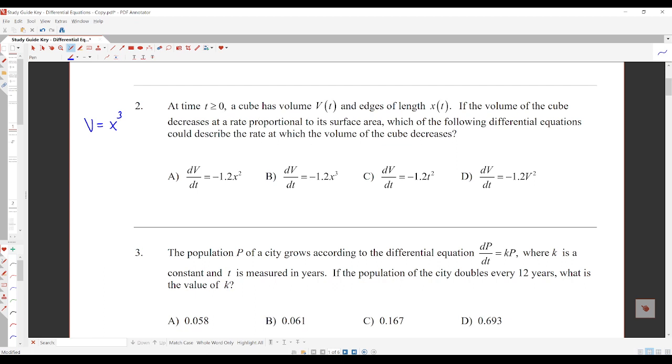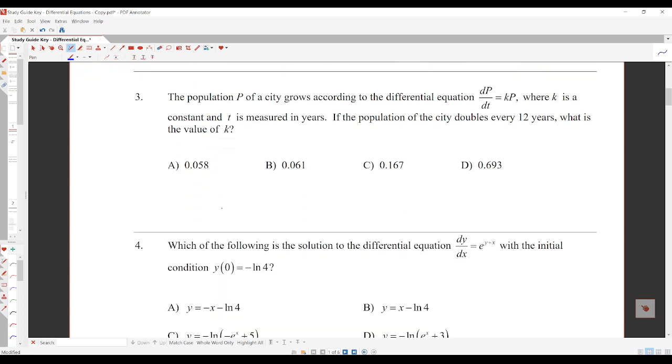If the volume of the cube decreases at a rate, because it's decreasing, we know dV/dt is going to be negative, at a rate proportional, which means we have a constant k, to its surface area. The surface area of a cube has 6 surfaces, all the same, and each surface is a square of area x squared. So it's going to be negative k times 6x squared. So I'm looking for a differential equation, a dV/dt, that has an x squared in it. That eliminates B, C, and D, and sure enough, A is the only one.